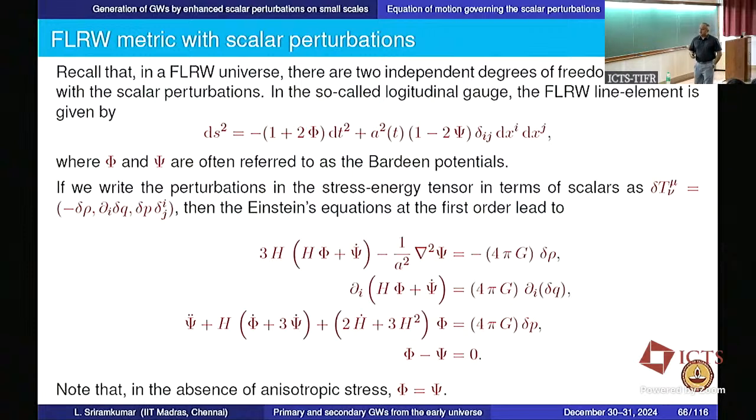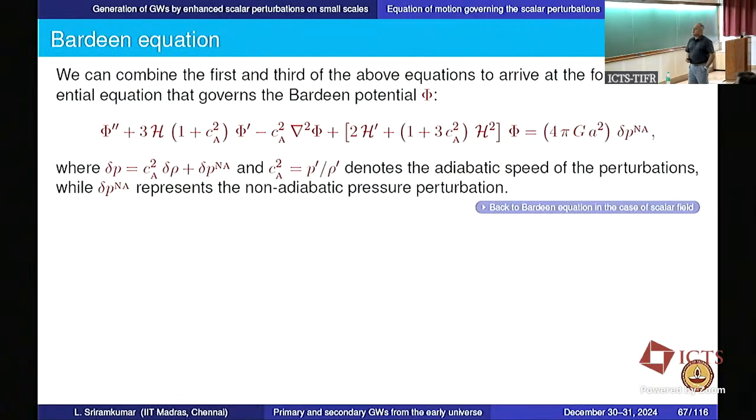Now, how does this Bardeen potential evolve? It is not very difficult to understand. All you need to do is combine the third equation and the first equation. And remember, we go back and forth between conformal time and cosmic time coordinates. You can write it in terms of the conformal time coordinates. The primes denote differentiation with respect to the conformal time coordinates. And we have introduced a quantity called delta P NA, which is given by this expression. It is what is often referred to as the non-adiabatic pressure perturbation.